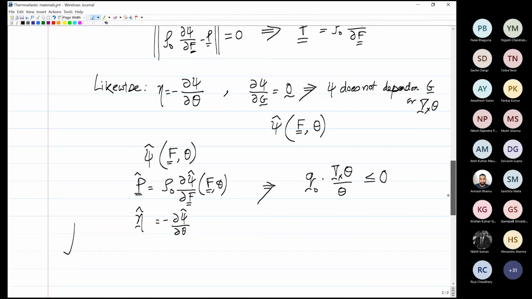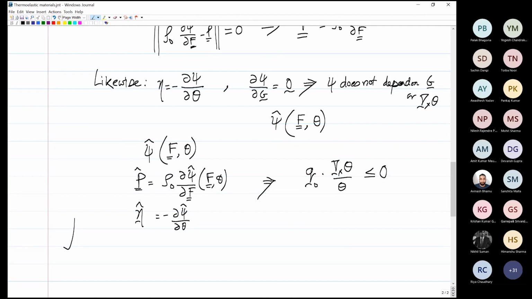So what do you get then from here? Theta is always a positive number. So Q naught dot grad theta has to be less than or equal to 0, because theta is always positive. So the heat flux vector and the gradient theta vector, the angle between them will be more than 90 degrees.